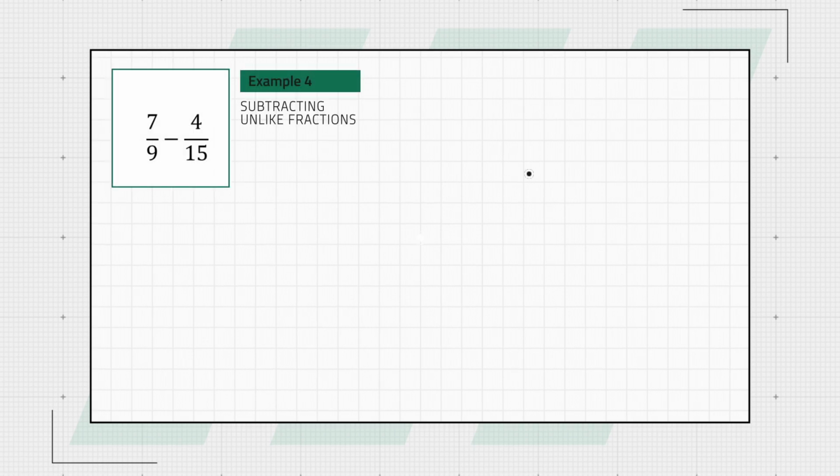Alright, for the last one we have 7 over 9 minus 4 over 15. Okay, so again, we need to figure out what our lowest common denominator here is. And if we were to list all the multiples of 15, we would get 15, 30, 45. I know that 45 is a multiple of 9, so I'm going to say the LCD is equal to 45, which it is. So this is going to be equal to something out of 45 minus something out of 45.